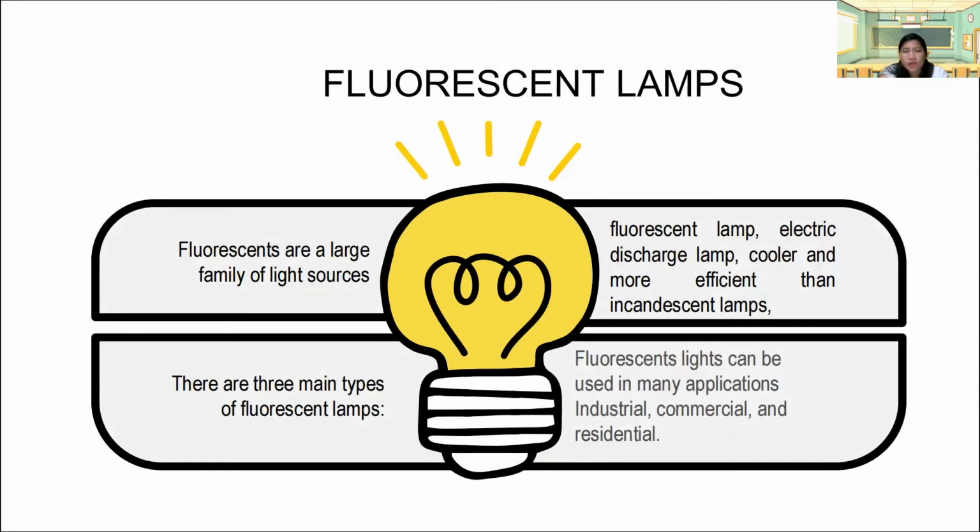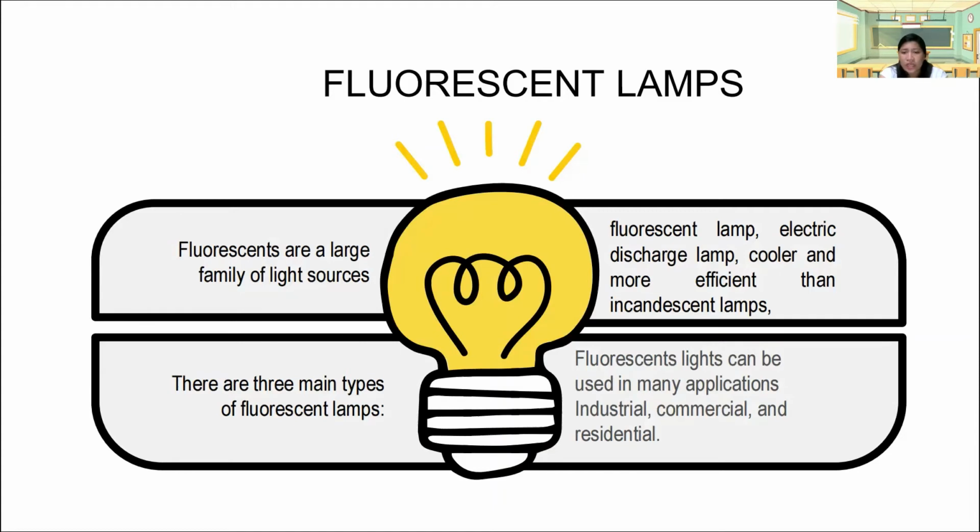So familiar man sa mga fluorescent lamps, no? So common siya na ginagamit. Fluorescent lamps, electric discharge lamp is cooler and more efficient than incandescent lamps. There are three main types of fluorescent lamps: cold cathode, hot cathode, and the electroluminescent. Fluorescent lights can be used in many applications: industrial, commercial, and residential.